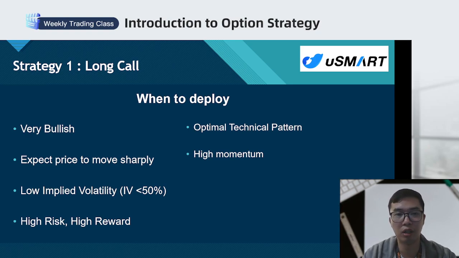Why? Because there is an expiry date. So we don't want the market to have no momentum and keep going sideways. Then until the expiry date, you will lose this trade. So a high momentum stock is preferable.